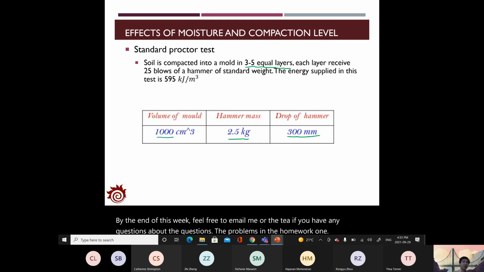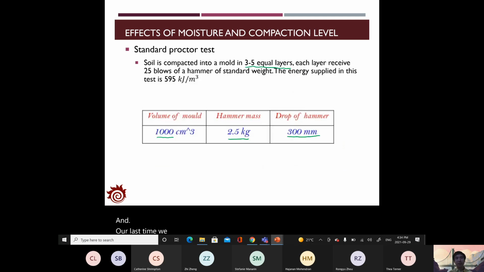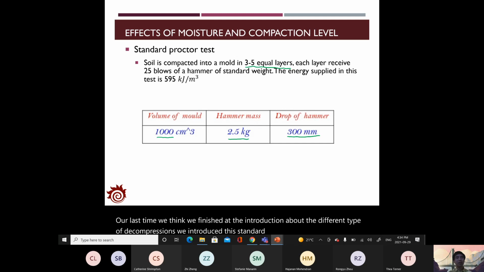Okay. So in the lecture today, we will continue the highway subgrade structure from last class, and last time we finished at the introduction about the different types of compaction. We introduced the standard Proctor test, which will tell you how to do the compaction for the soil samples.